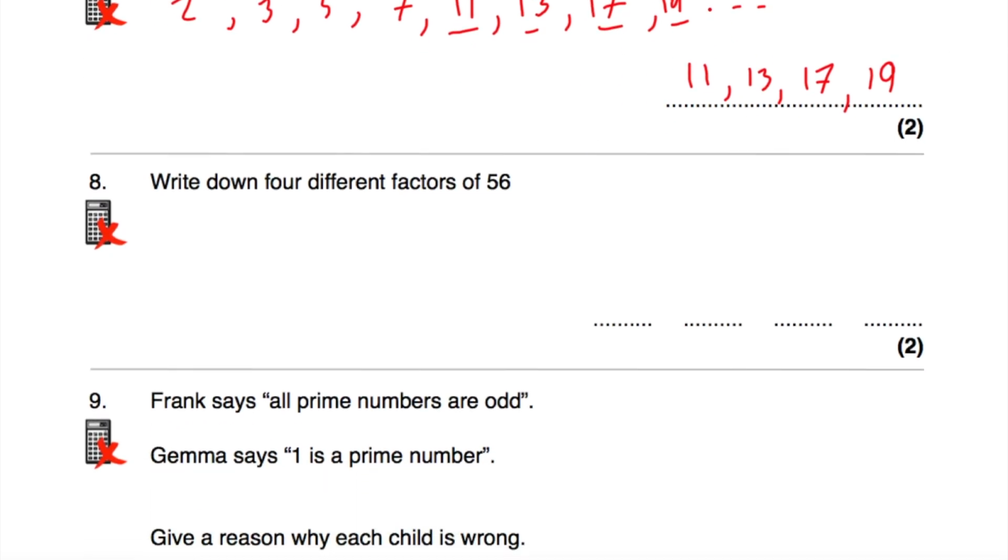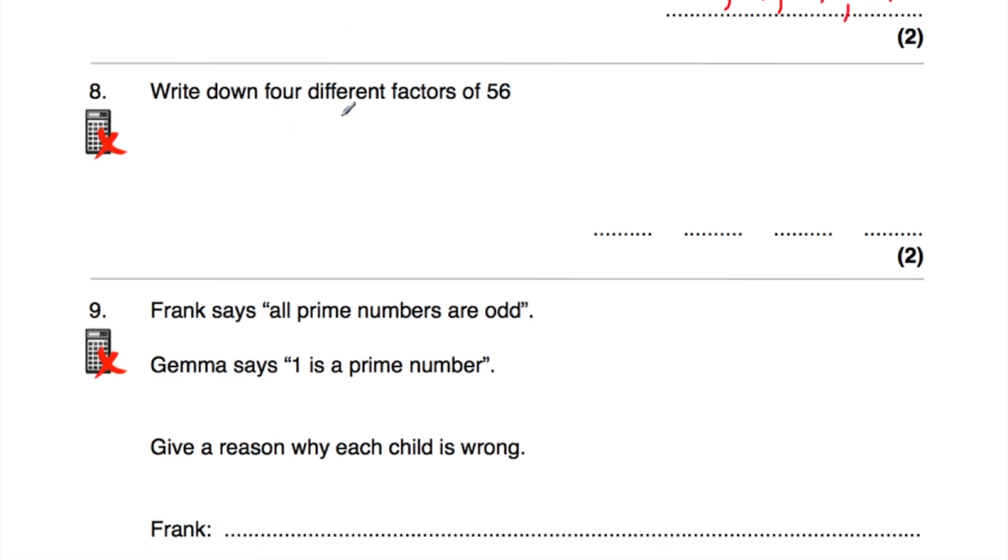Okay, question number 8. Question number 8 says, write down 4 different factors of 56. Now in this question, we don't actually need to list all the factors of 56, we just need to find 4 different ones. So the easiest one I'm going to go for to begin with is 1 times 56, because 1 times 56 is 56. That means that 1 and 56 are both factors of 56.